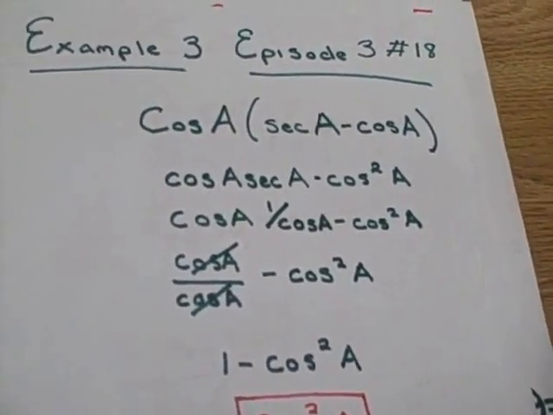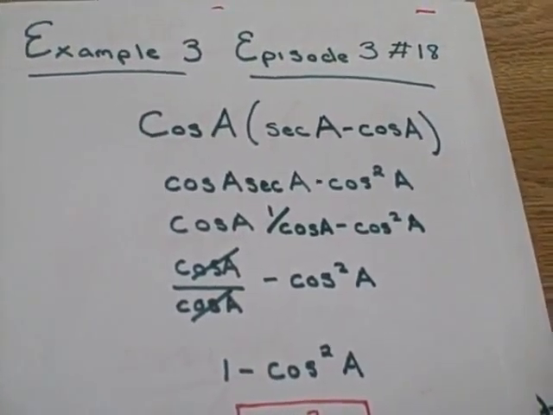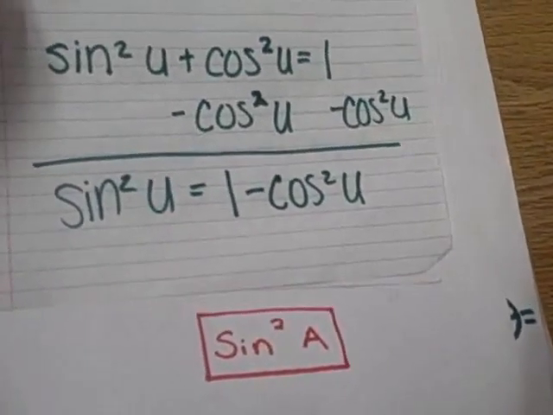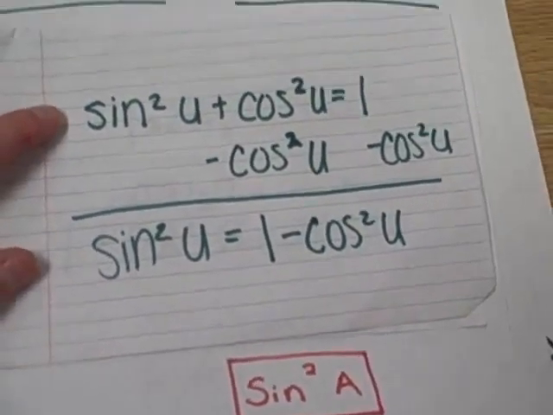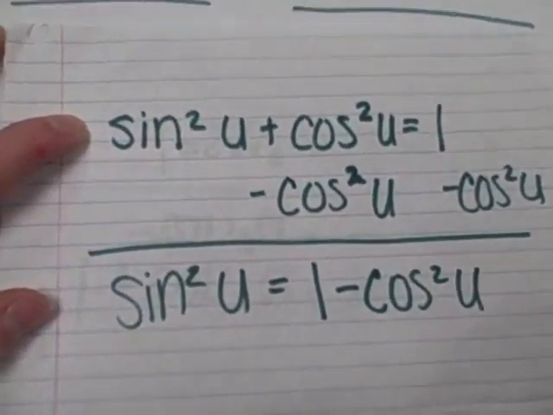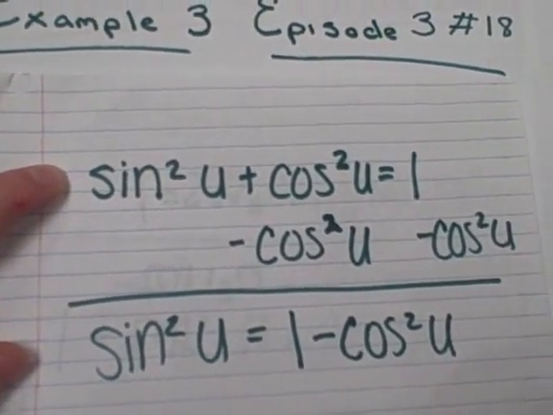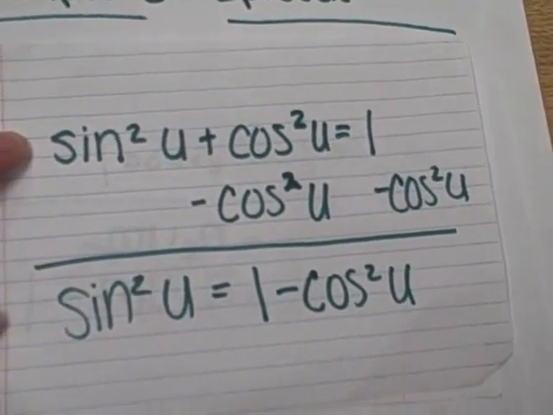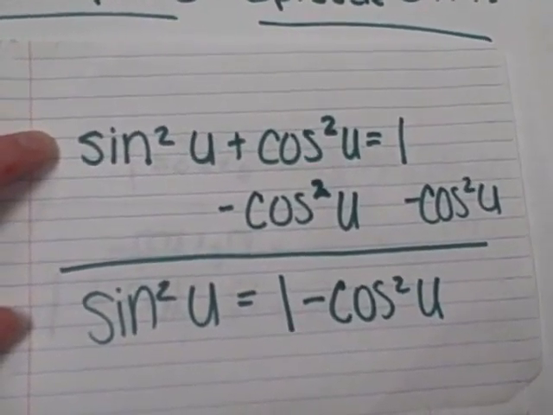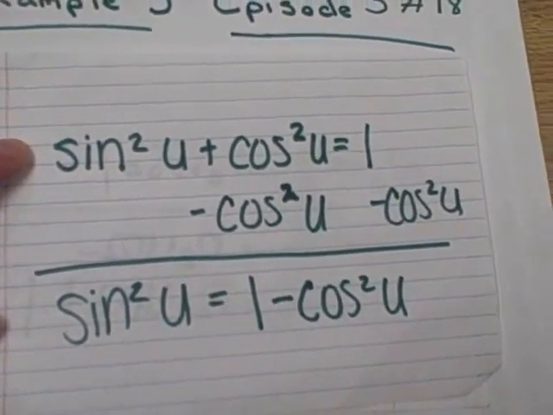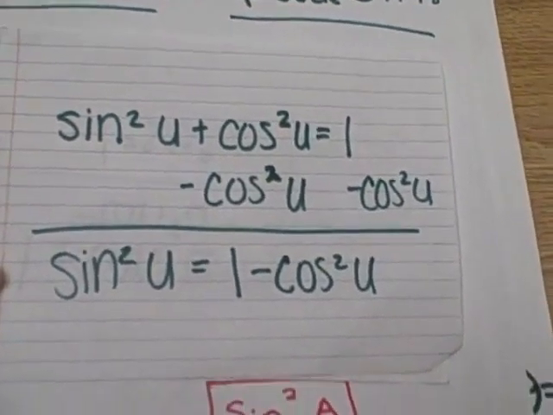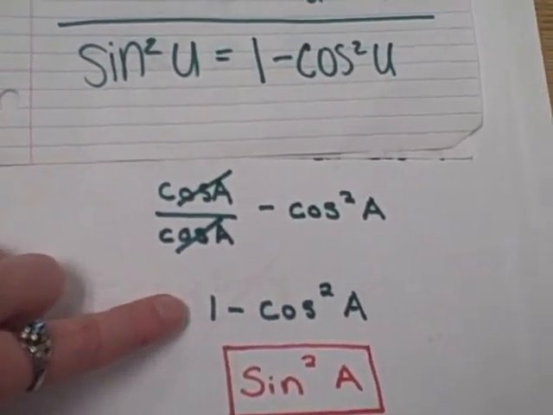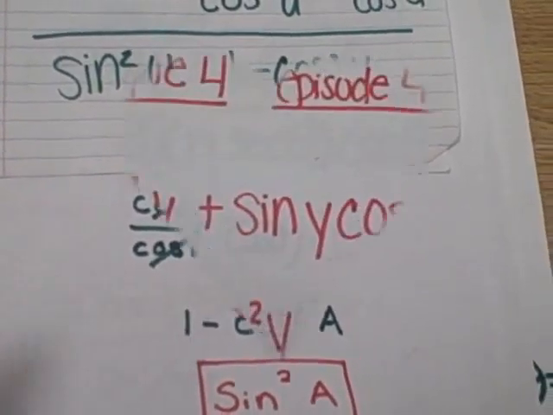Now you have 1 minus cosine squared A. When you rearrange the Pythagorean identity of this, Tina, what will you have? Okay, you would use the identity sine squared u plus cosine squared u equals 1. You would subtract cosine squared u from both sides, and when you do that, you would have sine squared u equals 1 minus cosine squared u, which was what you got here, so you know that your answer is going to be sine squared A.